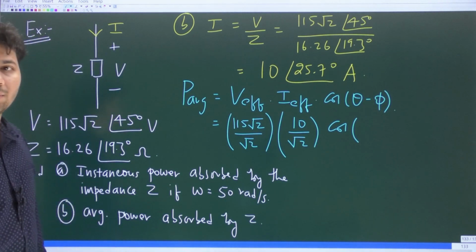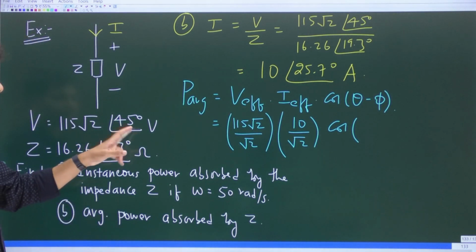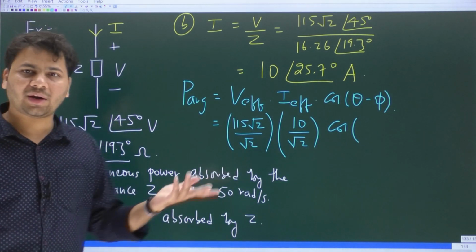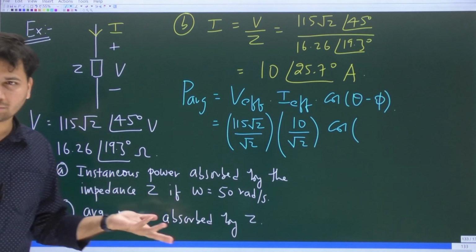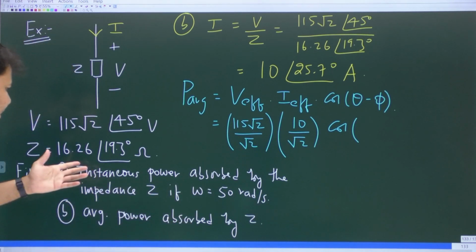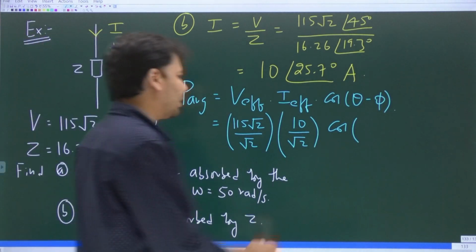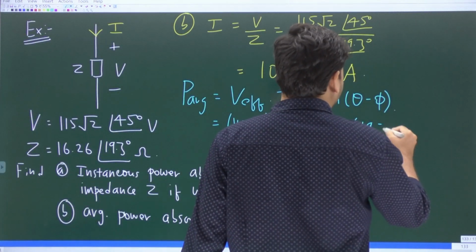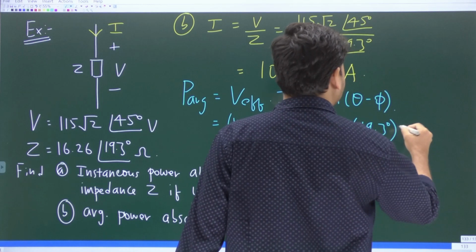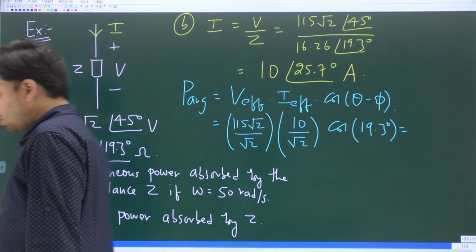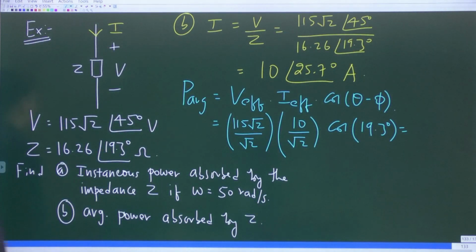Theta is the phase of the voltage. What is the phase of the voltage? 45 degrees. In fact, theta minus phi is what? The impedance angle. Yes or no? Theta minus phi is the impedance angle, which is 19.3 degrees. So someone please tell me the value of this. Somebody please tell me the value of this.